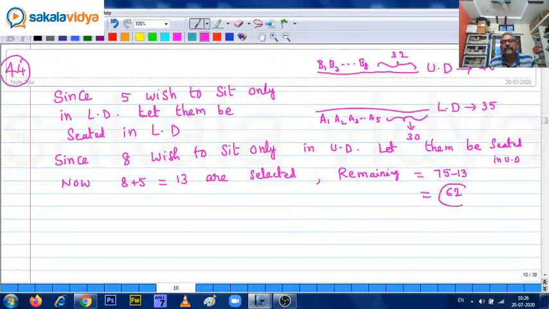Now out of 62 we need to select for the upper deck or lower deck. That we need to select. Either 32 or 30.